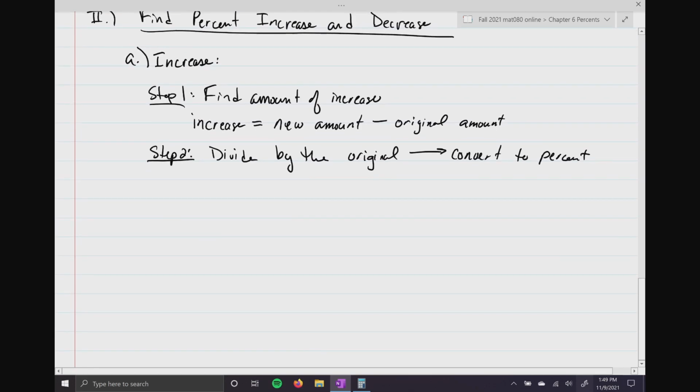So let me do a little example here. In 2011, CCAC, or better yet, CCAC's price per credit was $78.